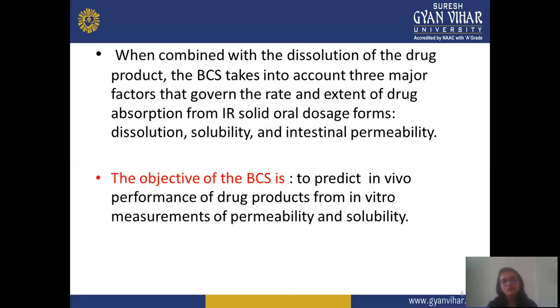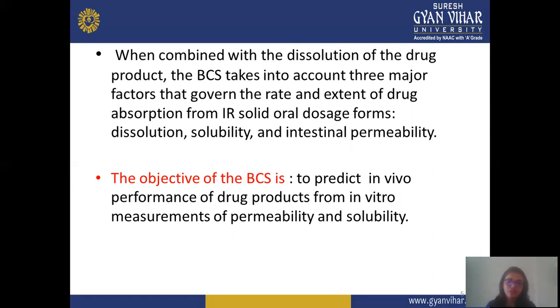Next, when combined with dissolution of the drug product, the BCS takes into account three major factors that govern the rate and extent of drug absorption from IR solid oral dosage forms, where IR is immediate release oral solid dosage form: dissolution, solubility, and intestinal permeability. This means that when you include BCS classification for your drug, after taking the drug, the amount or extent of drug release or absorption of that particular drug also depends on the type of dosage form. Suppose there is an example, an IR solid dosage form.